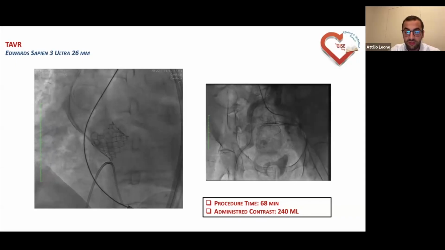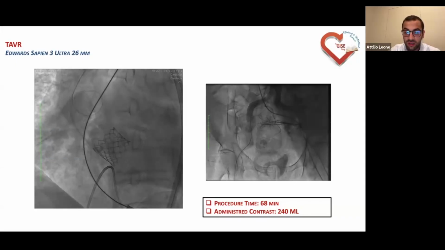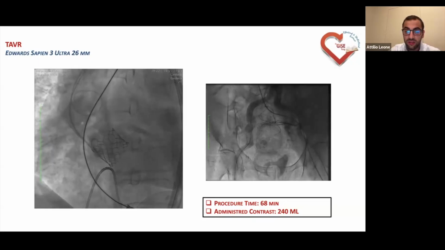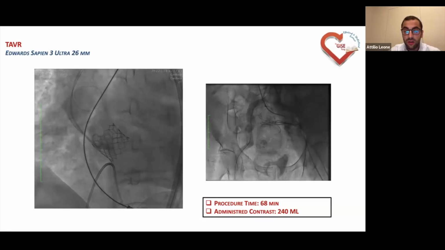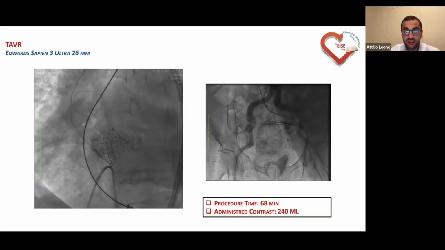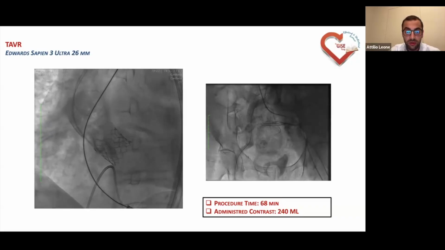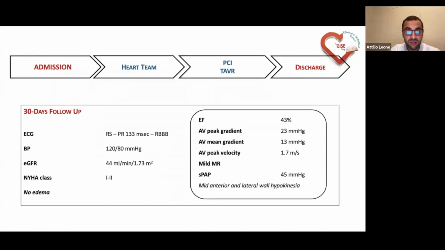So the procedure ended after 68 minutes and 240 milliliters of contrast administered. The in-hospital stay was uneventful. The patient was discharged after a few days without any further problem. And at 30 days follow-up, the ECG was unchanged. The eGFR and the ejection fraction were slightly improved. The mean gradient was 13, so a good result of the TAVI. And the patient was asymptomatic, and she is still currently in good clinical condition. So this is the case, Marco.